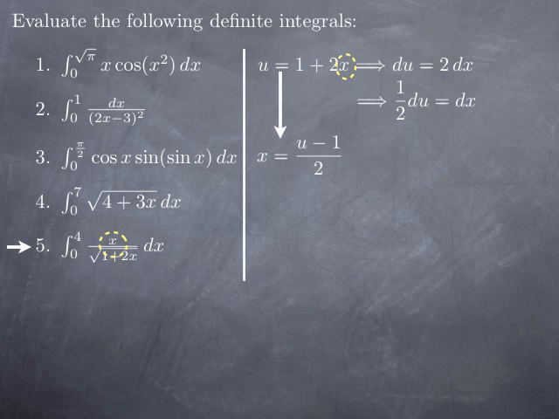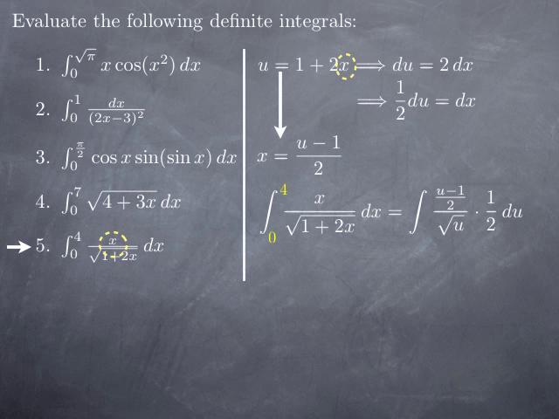So if I solve for x, I get that x is (u minus 1) divided by 2. Therefore, in my integral, I'm going to replace x by (u minus 1) divided by 2. Square root of 1 plus 2x is square root of u, and dx is 1/2 du. Pulling the 1/2 out of the (u minus 1)/2 and the 1/2 out of the 1/2 du, I get 1/2 times 1/2, 1/4, that I can pull out.